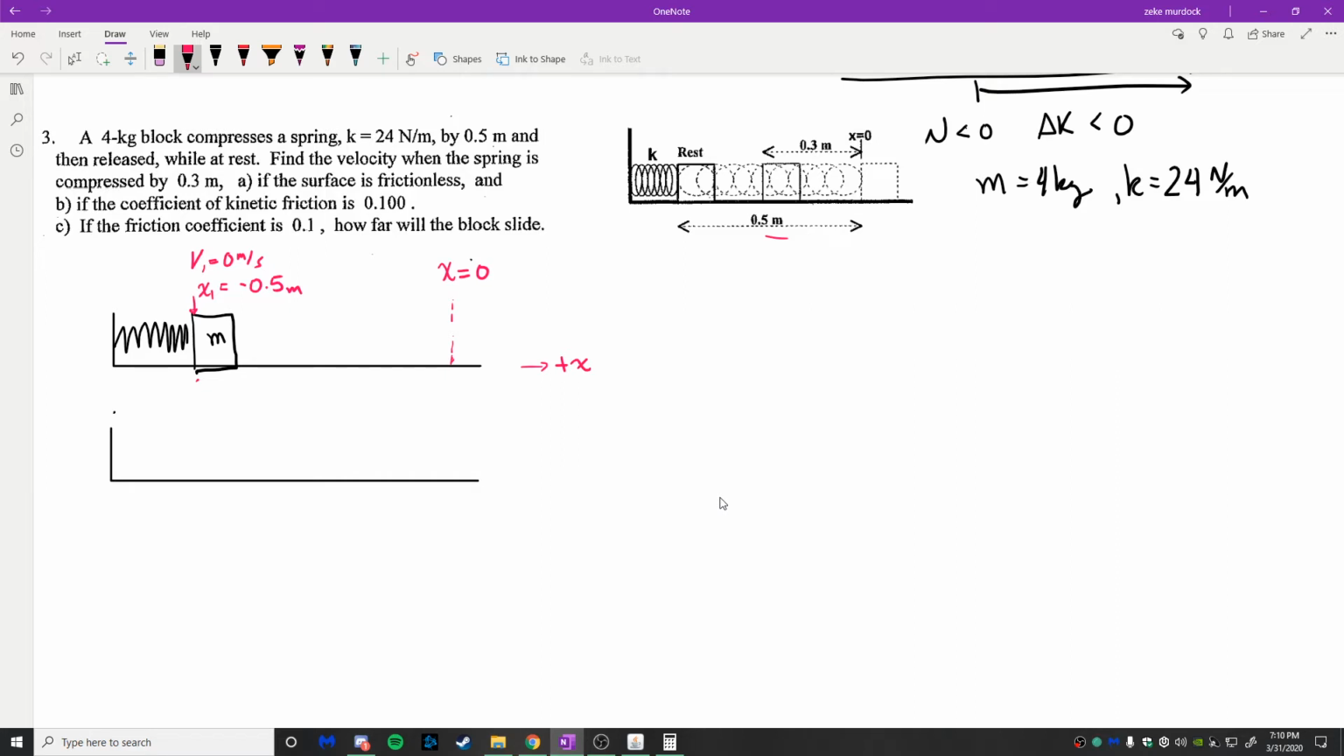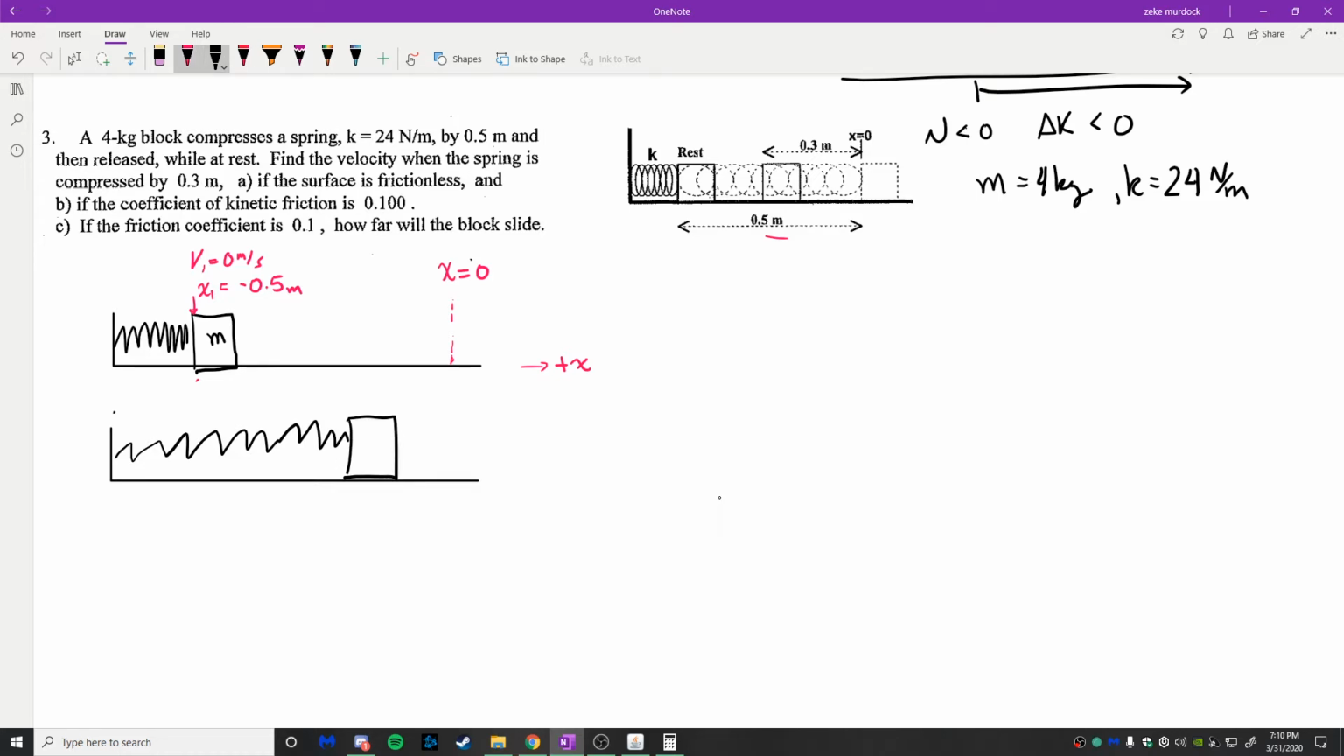And it says it compresses the block by half a meter, and then it's released while at rest. Find the velocity when the spring is compressed by 0.3 meters. So what we're interested in doing is finding after the spring has decompressed a little bit, so that the box is now, let's say, right about here.